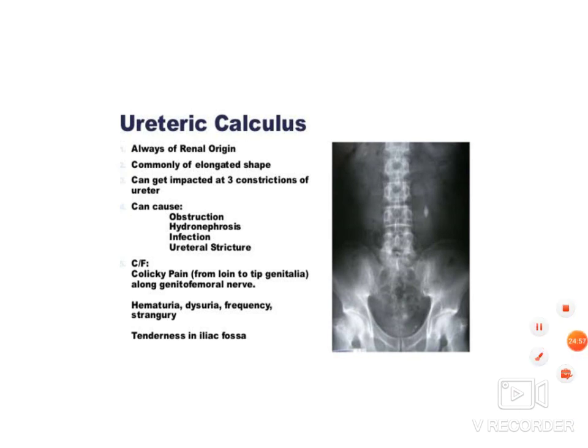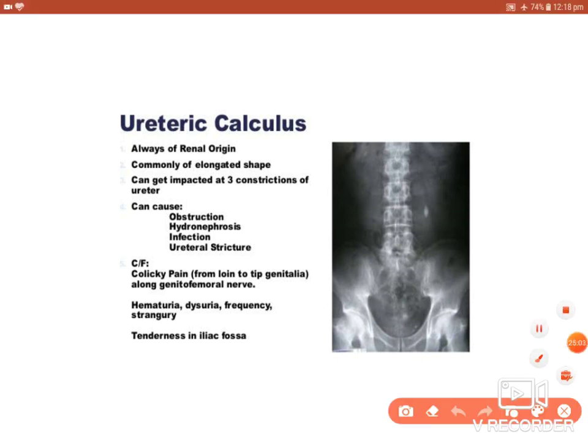Here you can see this is the ureteric calculus. The ureteric calculus, or kidney stone, is the presence of a solid stone in the urinary tract. It is formed from the minerals present in the urine. They can obstruct the urinary flow, causing symptoms such as renal colic, that is severe loin pain which radiates into the groin, then hematuria, blood in the urine, then dysuria, frequency, and strangury, which is painful urination.